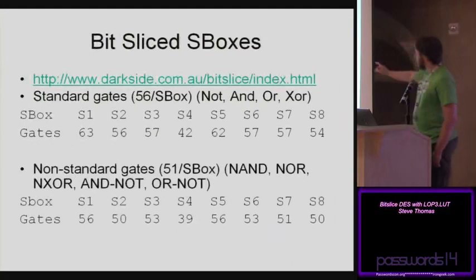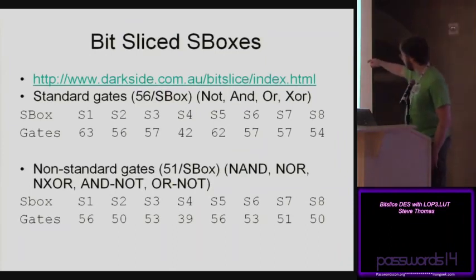One of the best ways known currently is just standard gates: not, and, or, XOR. So these are all the different, there's 8 S boxes, 6 bits input, 4 bits output, and this is how many gates for each S box. You can actually find all this information and the code for it there. Smart guy. I actually forgot who it was though.